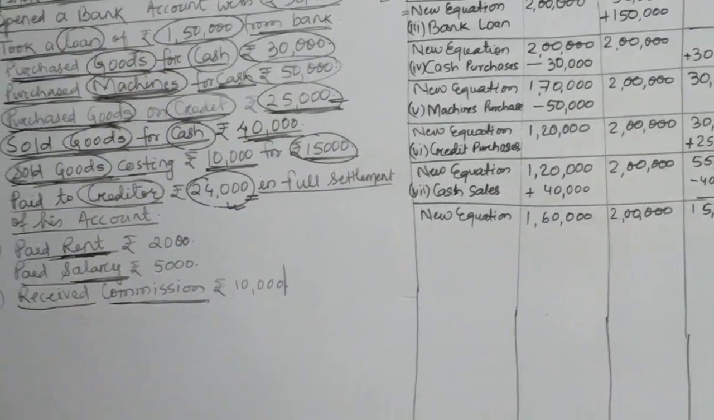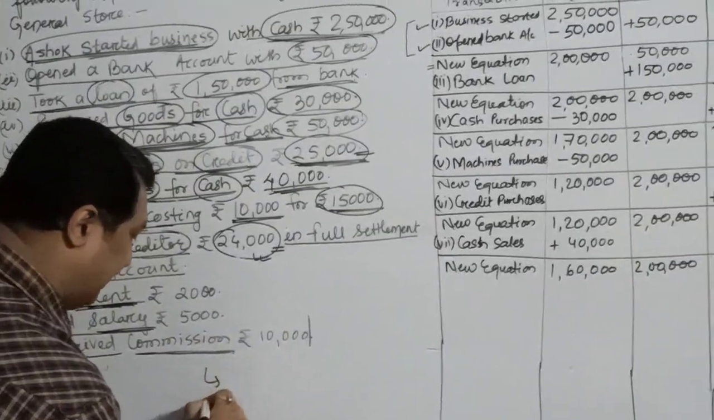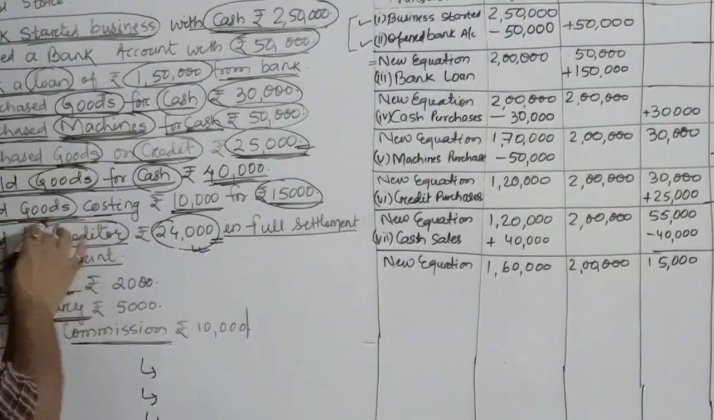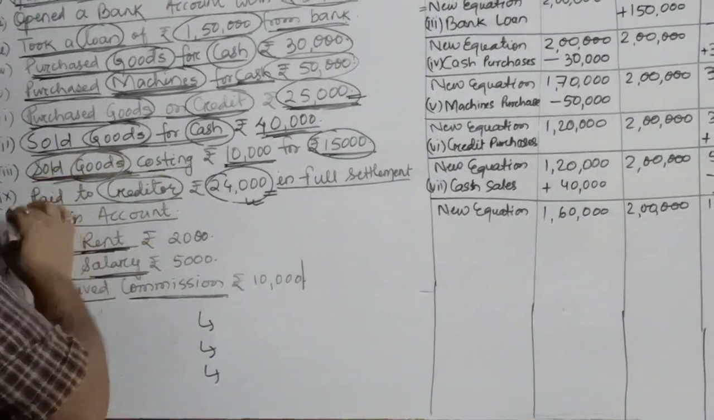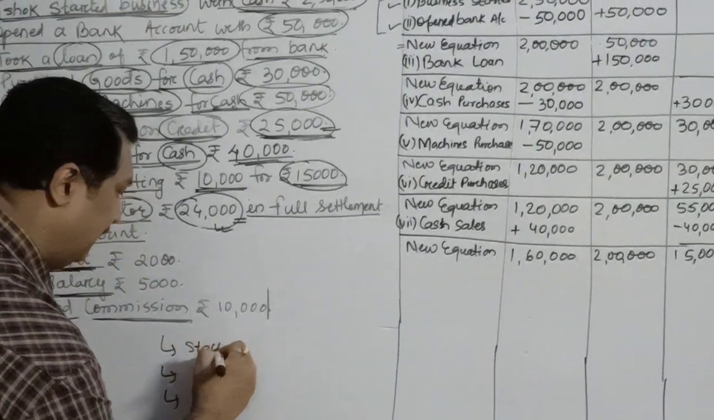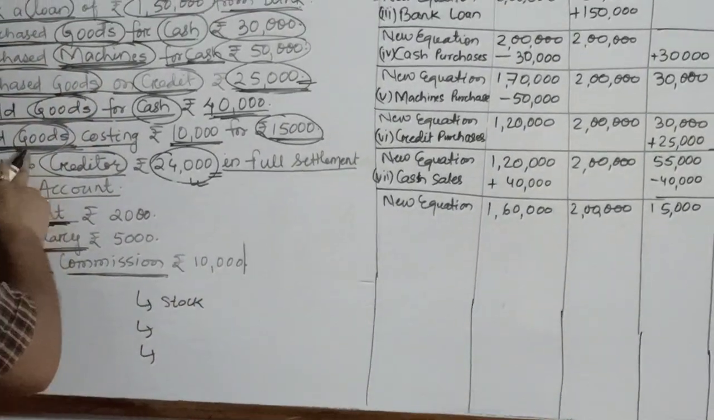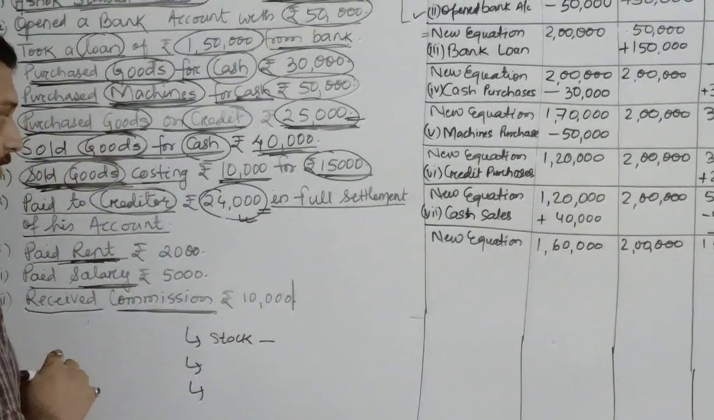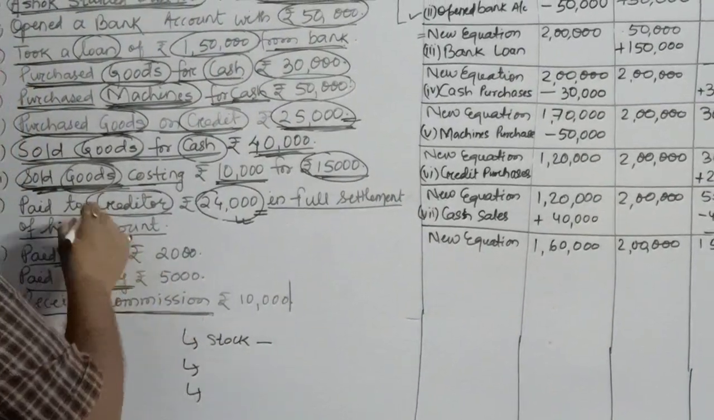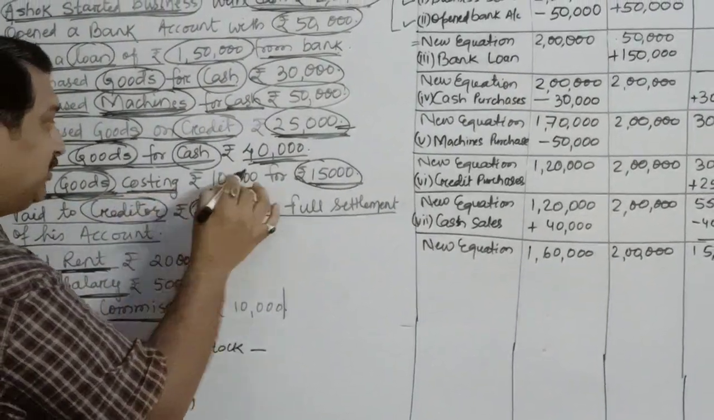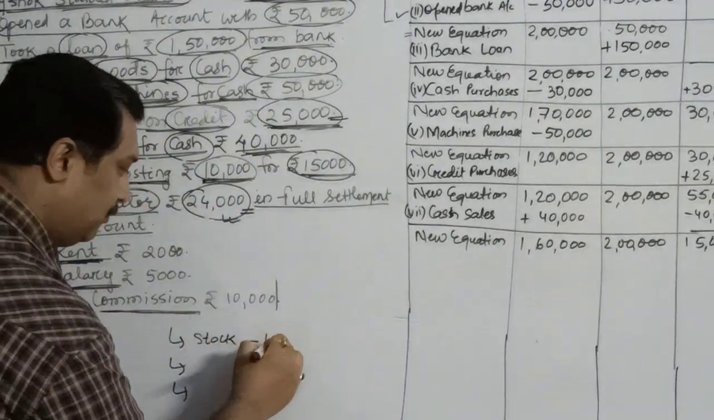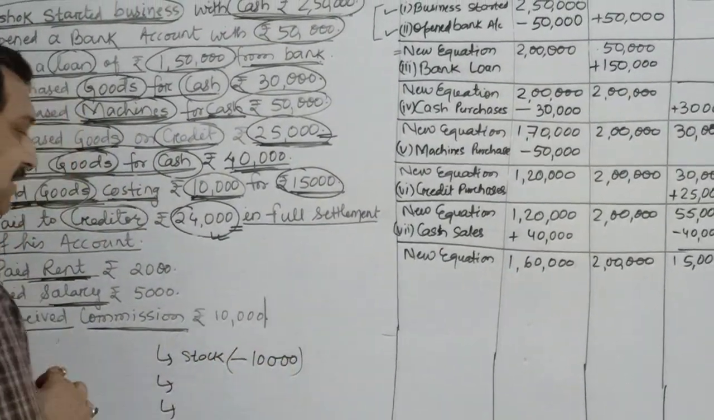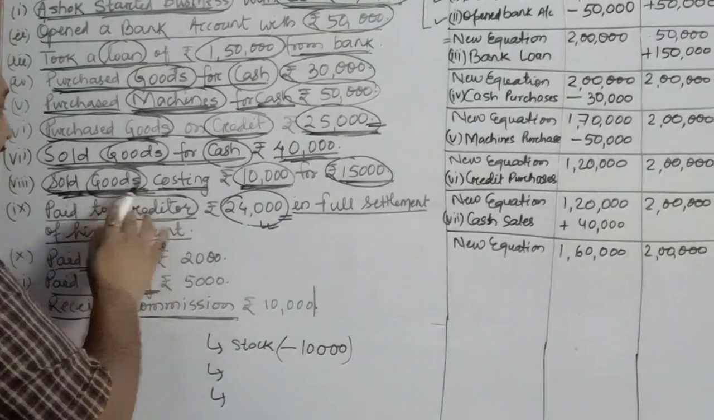Now, the next: sold goods costing rupees 10,000 for rupees 15,000. Please compare. What are the aspects in this particular transaction? There are three things happening. We are selling goods, so since goods are involved, which account will be affected? Stock. We are selling, so my stock will decrease. How much? The cost of the goods is 10,000, so my stock will get reduced by 10,000.